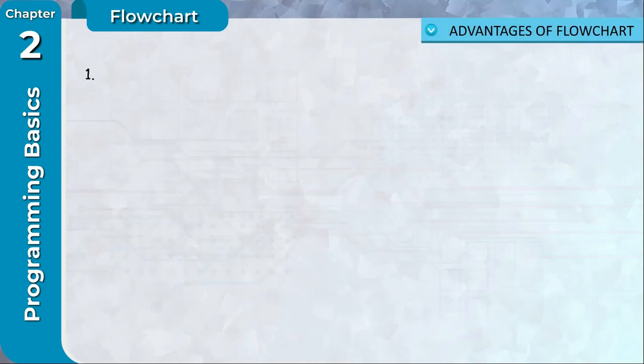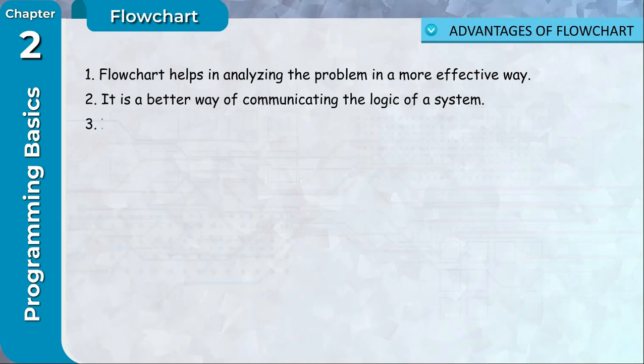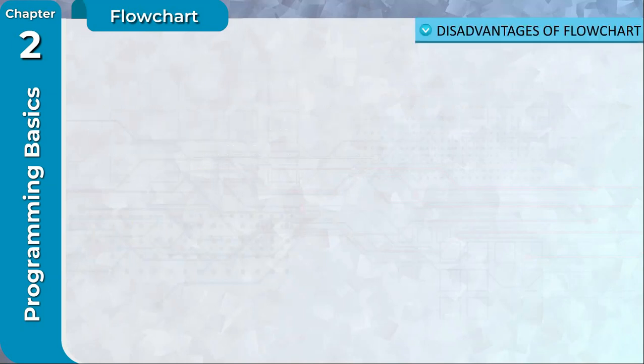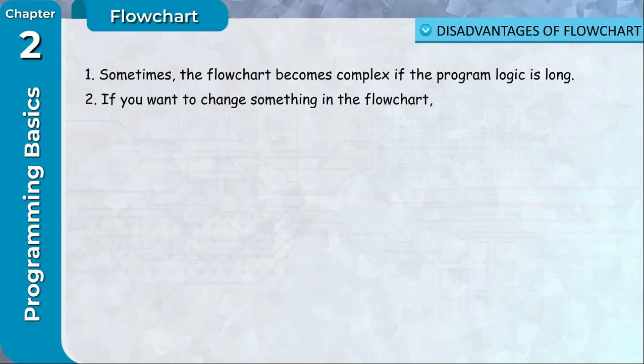Advantages of flowchart. Flowchart helps in analyzing the problem in a more effective way. It is a better way of communicating the logic of a system. It acts as a guide during the program development phase. It helps in finding out errors. Disadvantages of flowchart. Sometimes the flowchart becomes complex if the program logic is long. If you want to change something in the flowchart, you have to redraw it.